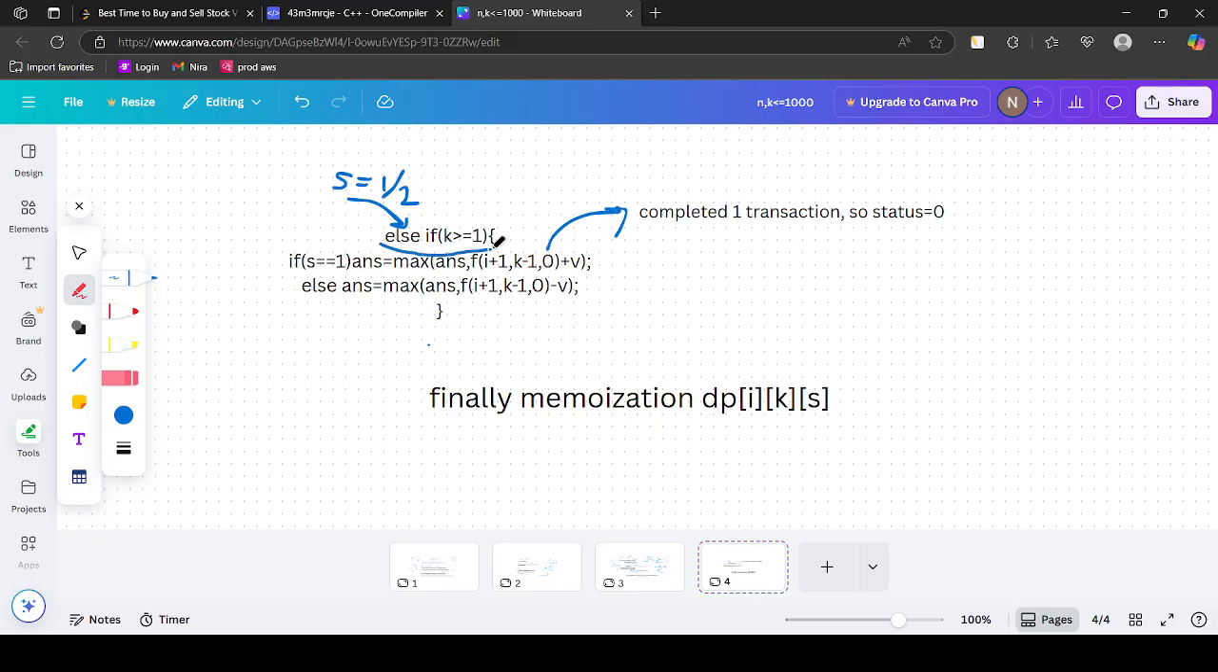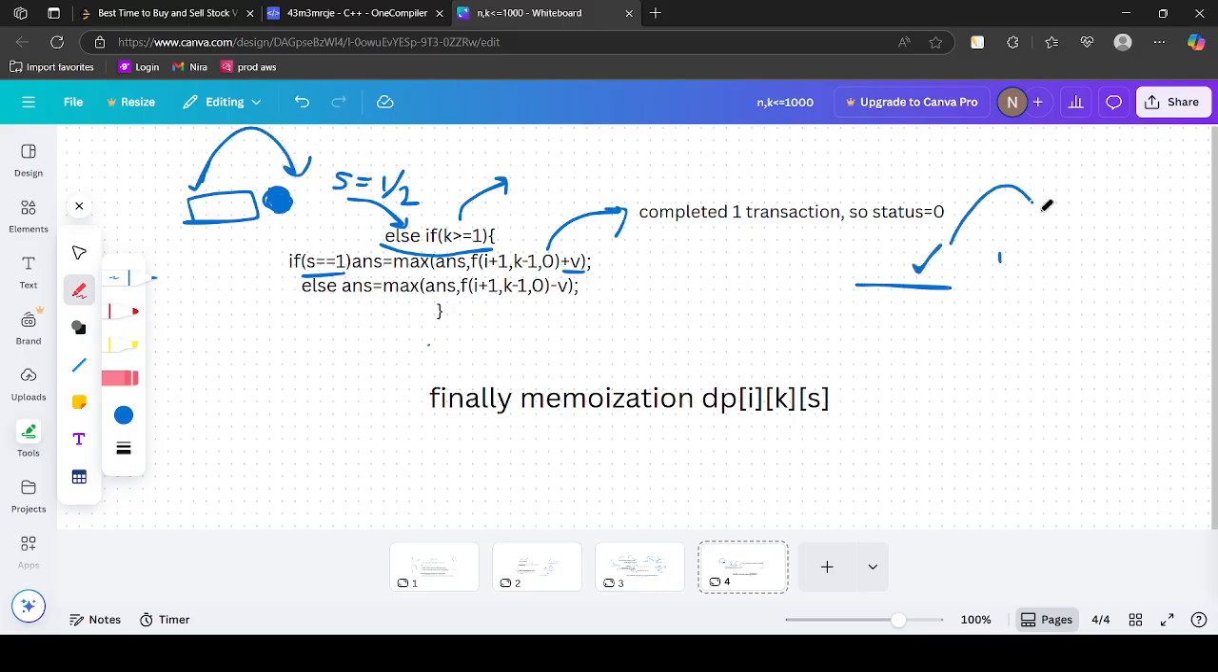And else, if k is greater than or equal to 1, it means that s is equal to 1 or 2. And if k is greater than or equal to 1, it means that we can do one transaction. So if s is equal to 1, it means that we bought a value before already, and now we are trying to sell. Now if we sell, what is the value? We are selling, so we are getting the value, so plus v. And now we complete a transaction because we bought earlier, because it is 1, we bought earlier, and at the present time we have sold the old one. So k-1 because we complete the transaction.